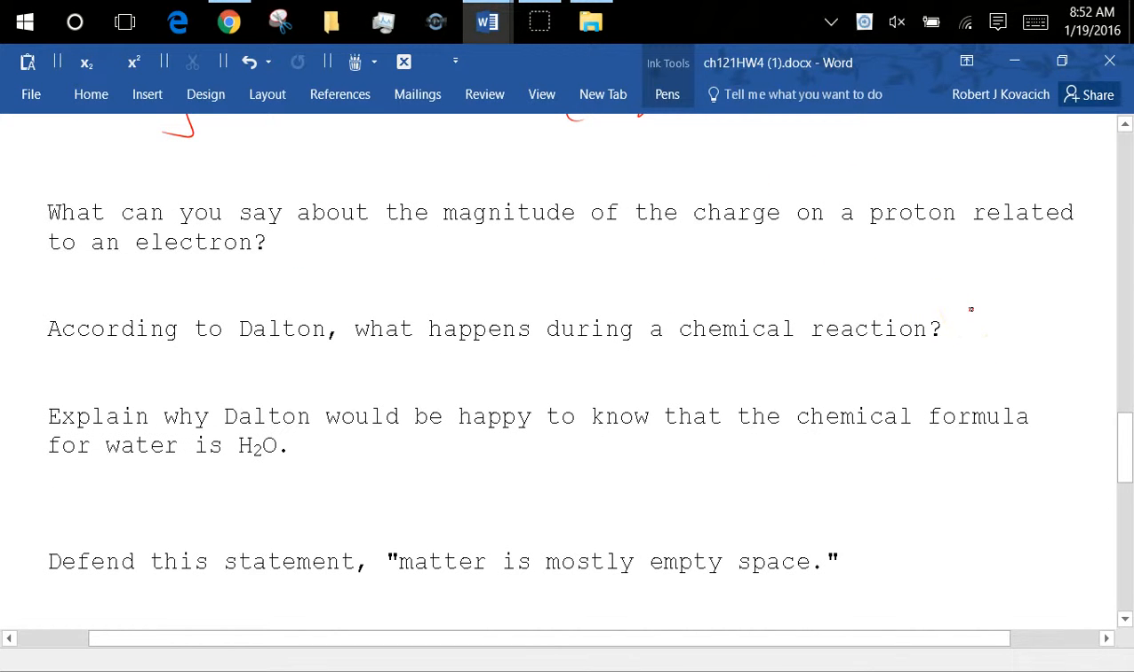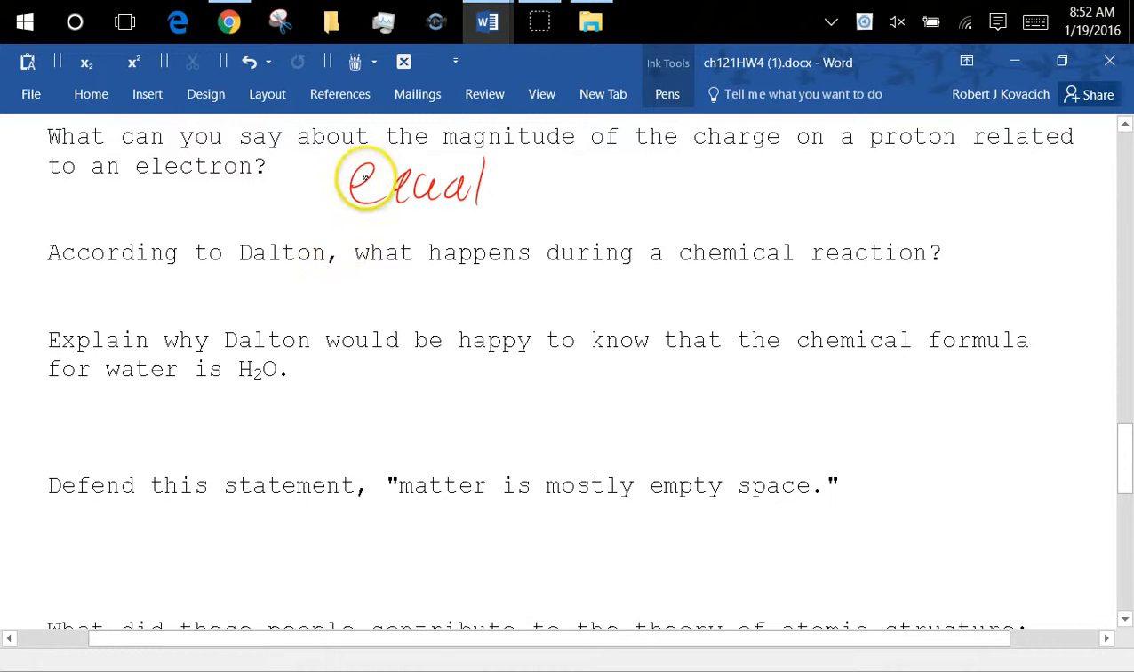How about the magnitude of the charge of the proton and the charge of the electron? They're equal. We okay with that? Yeah. So I know that the proton is like 2,000 times bigger, but its plus and the electron's minus cancel each other out. Exactly. What's Dalton saying has happened during a chemical reaction? Atoms rearrange themselves. Yep.